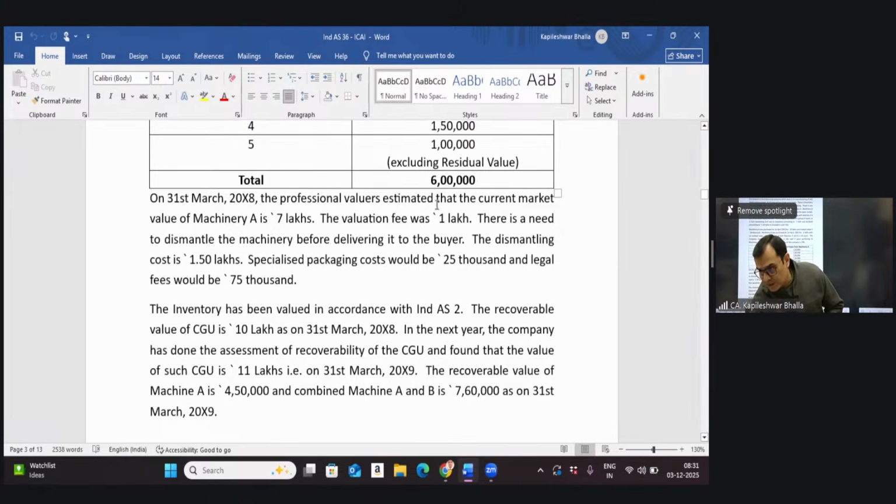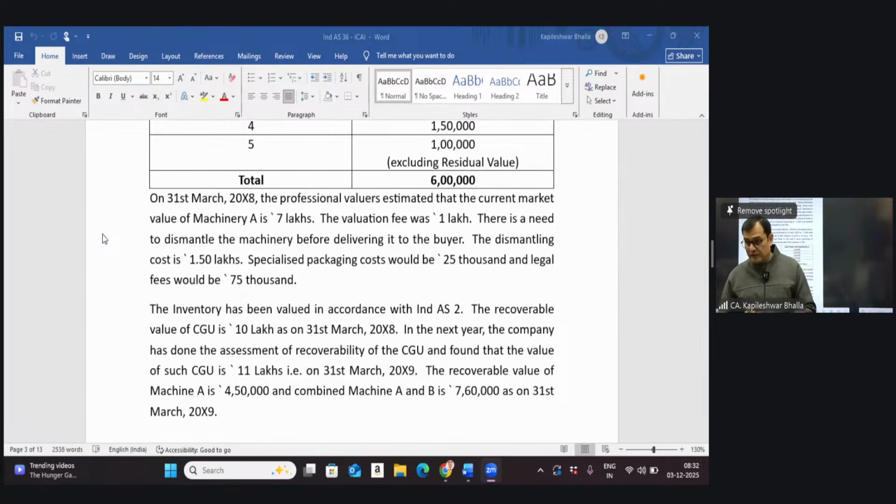Let's see what answer we got. I am given it is supposed to be 3.5. No, I'm afraid it's not going to be 3.5. You will take 7 lakh rupees. I am not going to reduce the valuation fee. That is what the valuer charged me to calculate the value. That's not the cost to sell.